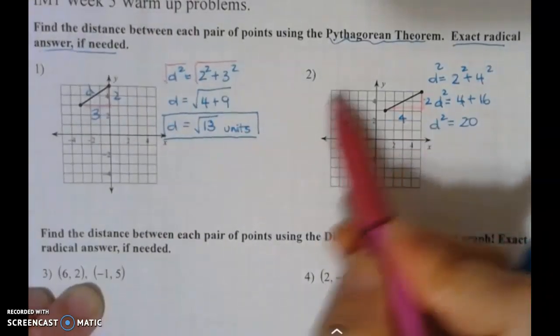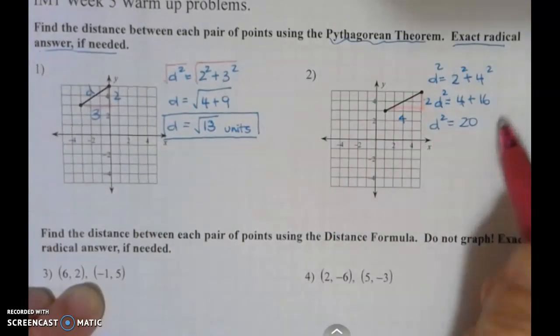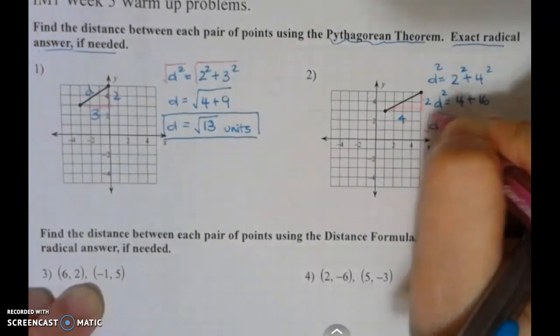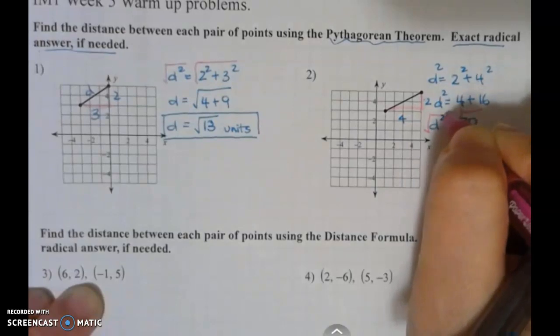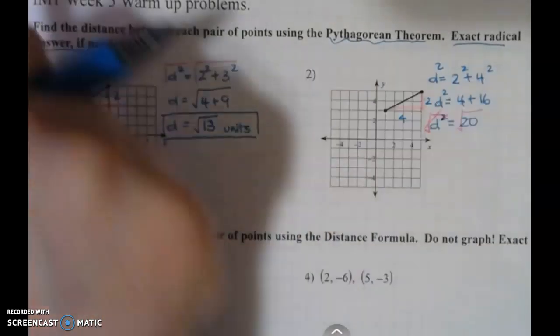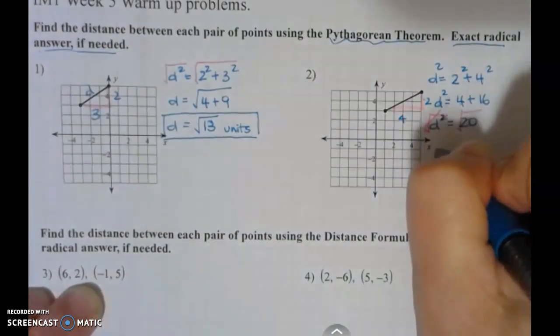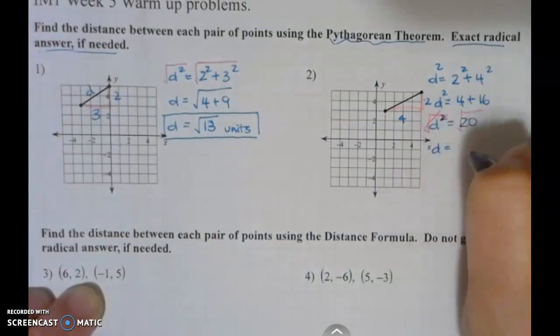You could have taken a square root over here, or you could take a square root right now. Square root of both sides, and what happens? The square and square root sign cancel each other out, and you're left with distance is equal to the square root of 20.